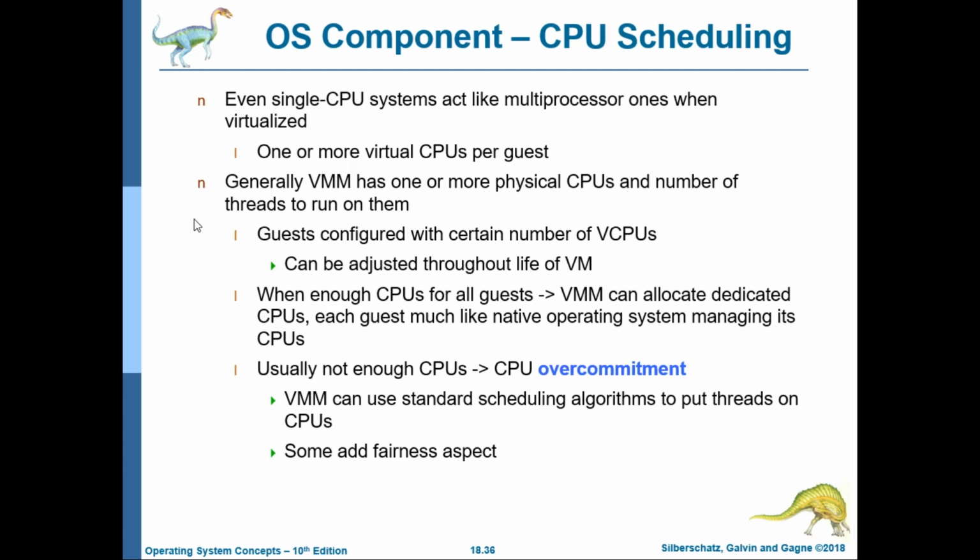What if there are usually not enough CPUs? Then there is CPU overcommitment. Overcommitment means providing resources to guests that exceed available physical resources. The VMM can use standard scheduling algorithms to put threads on CPUs, and some add a fairness aspect.